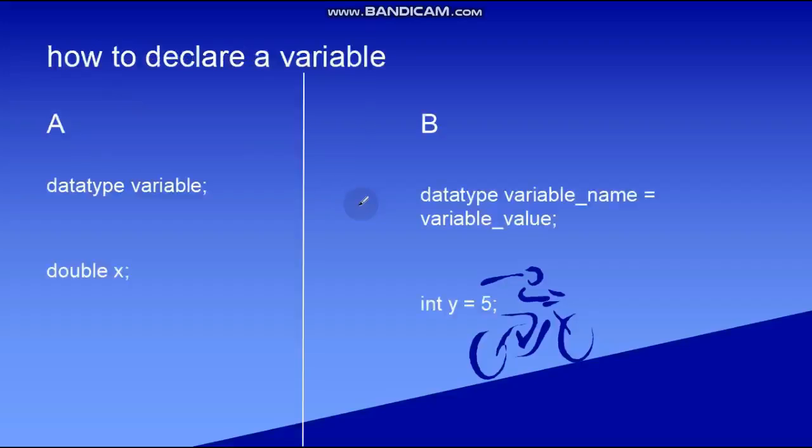How do you declare a variable? You start with the data type followed by the variable name. The variable name is a name of your own choice. You can name it anything you want, just don't start with numbers and don't include symbols in your variable name. Okay, let's see the first example in A.